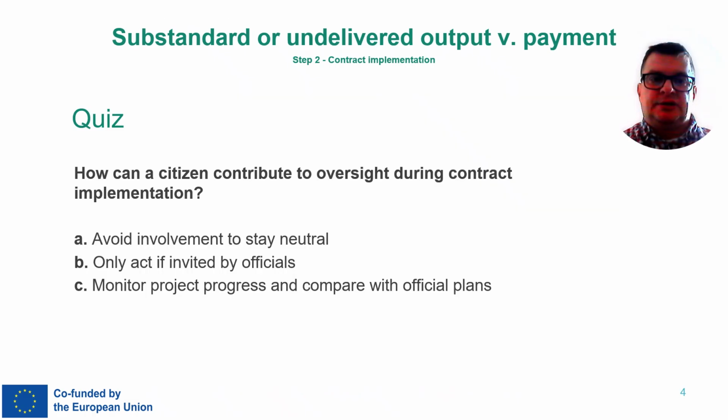So let's start with a little quiz. The question is, how can a citizen contribute to oversight during contract implementation? Possible answers. A. Avoid involvement and stay neutral. Answer B. Only act if invited by officials. And answer C. Monitor project progress and compare with official plans. Please take your time, don't hurry, and I will give you 30 seconds to answer this question.